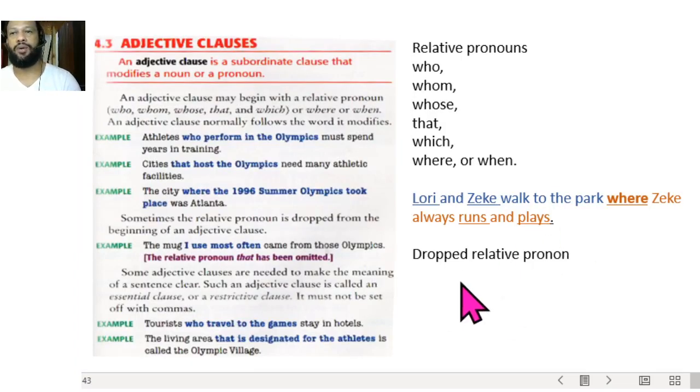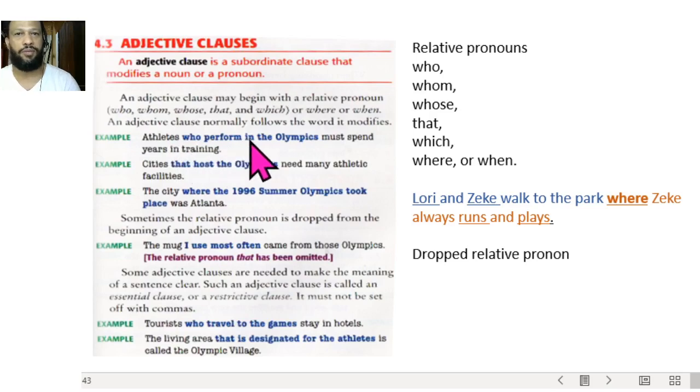All right, we're going to begin with the adjective clauses. The adjective clauses are subordinate clauses that modify a noun or a pronoun, as I have already said, and they begin with a relative pronoun. Okay, there's a list of relative pronouns here: who, whom, whose, that, which, where, or when. You see, and there's a couple of examples they provide here, just to show you how nouns are being affected by these type of clauses.